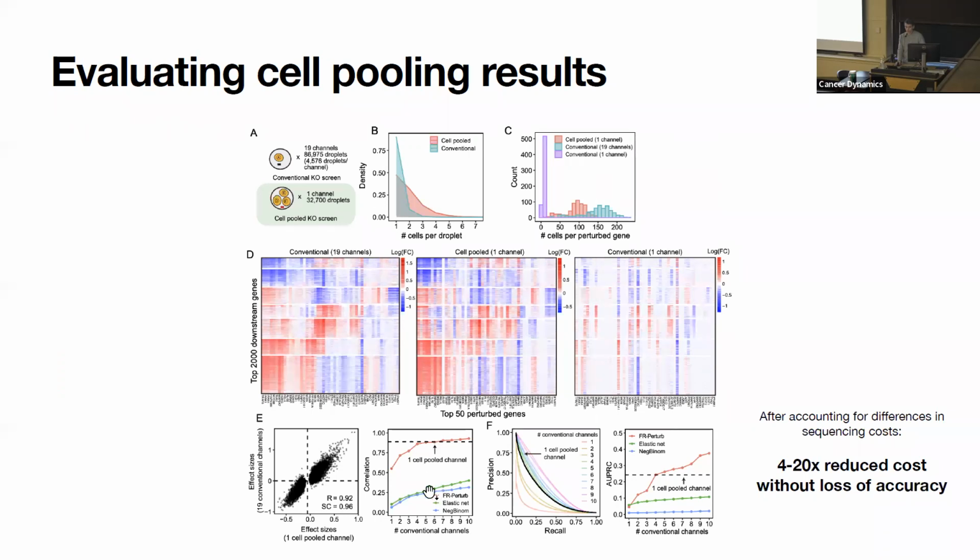Okay. Now that's using our inference method on the conventionally generated data. If we take existing inference methods and run them on the conventional data, you get these blue and these green curves for 2 different methods. So from this, we can say that this dashed line here, one cell pooled channel analyzed with FRperturb, seems to be better than at least 10 conventionally generated channels analyzed with conventional methods.